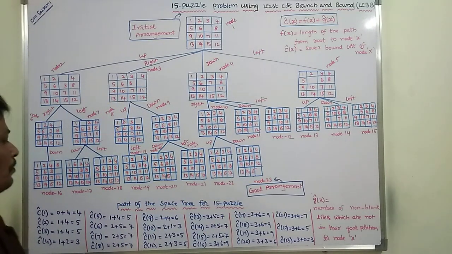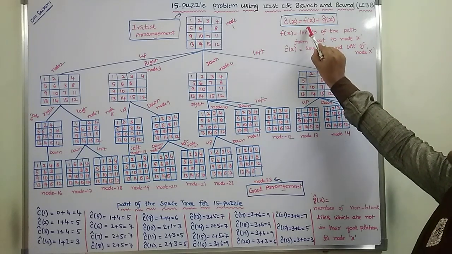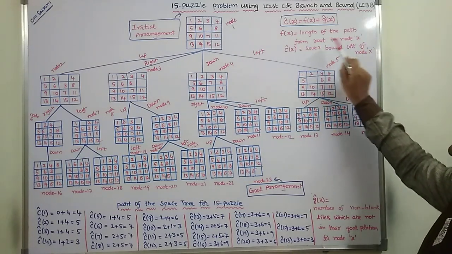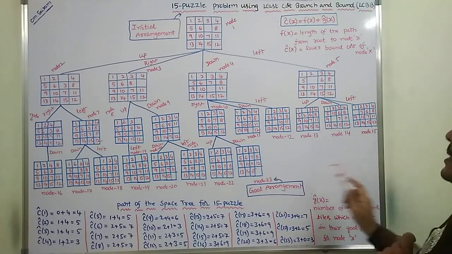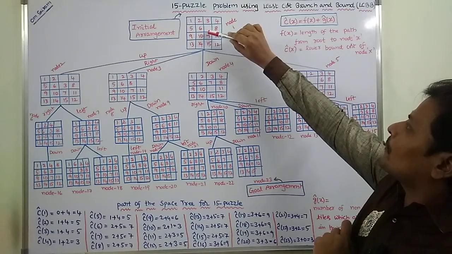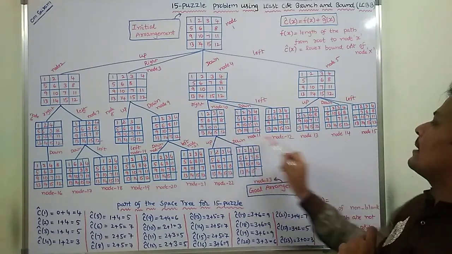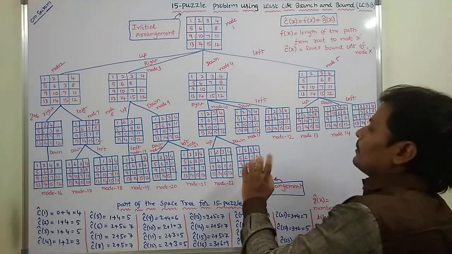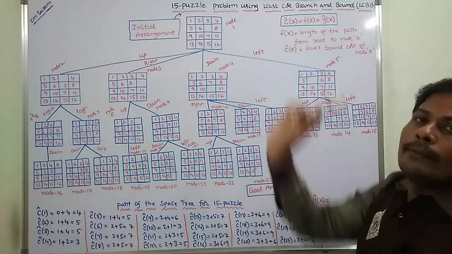Now, how is the cost function calculated? C cap of x is equal to f of x plus g cap of x. f of x means the length of the path from the root node to node x. For example, node 23 is the goal arrangement. This is node x, and node 1 is the root node. What is the length of the path from the root node to this node? This is level 1, level 2, level 3, and this is level 4. So level 4: 1 edge, second edge and third edge. 4 minus 1, that is 3.